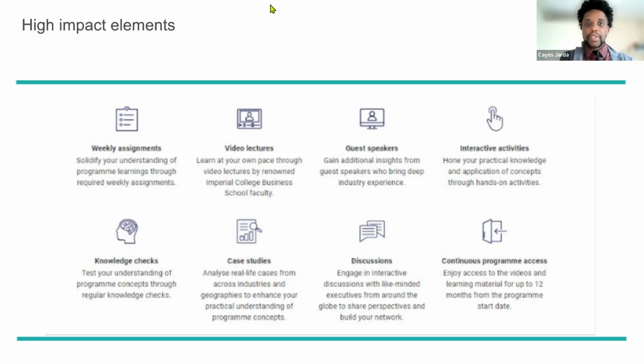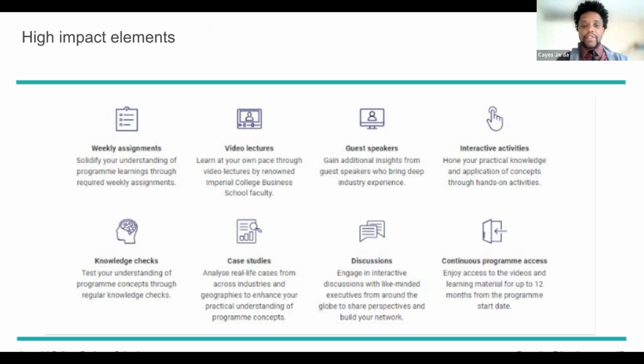Okay, so we talked a little bit about the orientation at the beginning. So again, the multifaceted portion of our program: we have weekly assignments, the video lectures. We talked a little about the guest speakers. We can talk more about that. There are interactive activities, knowledge checks. Again, we want you to succeed. So these knowledge checks are here to make sure that you are understanding the material. As Professor Kitson mentioned, it's a very short time and a lot of learning. So a lot's going to be happening. So we want to make sure that we're keeping up with the pace of the rigor.